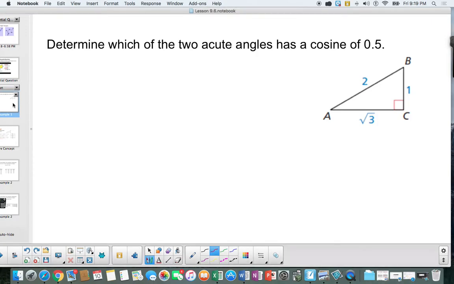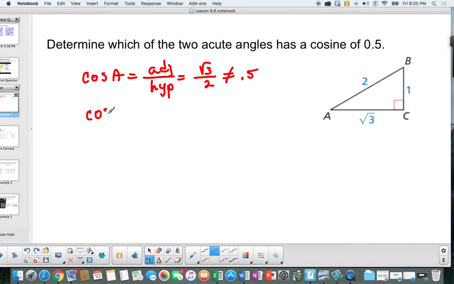Determine which of the two acute angles has a cosine of 0.5. So here we have a ratio and we're trying to identify which angle has this. So let's go ahead and start. I'm going to find the cosine of A, and the cosine of A is adjacent over hypotenuse, and in this case the adjacent is root 3, the hypotenuse is 2, and this one is not equal to 0.5.